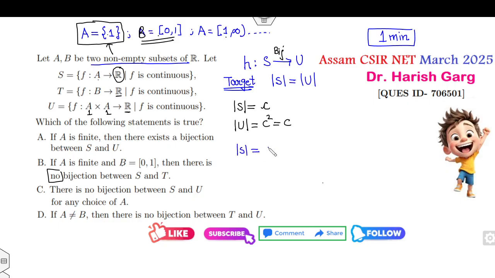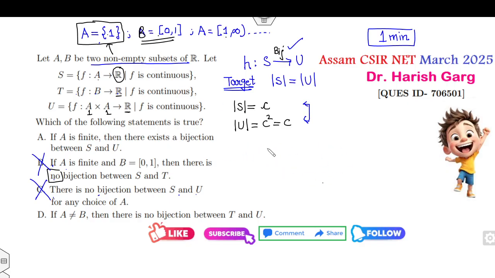The cardinality of S is still c, because I can choose A here. What is the cardinality of T? T is the cardinality c raised to the power cardinality of B, which is again c. So both are the same. Yes, there exists a bijective map from S to T, but the option said no bijective map. The next option says there is no bijective map from S to U, but we can see that there exists a bijective map from S to U.